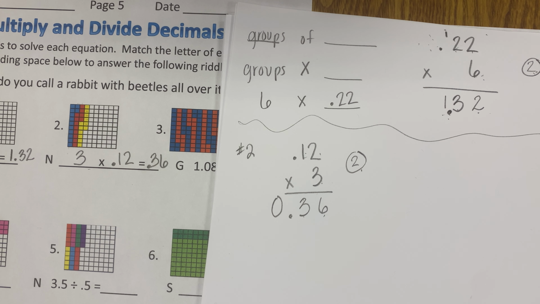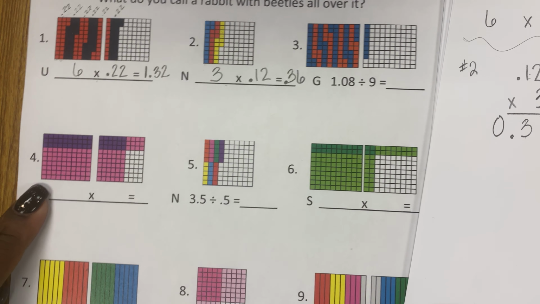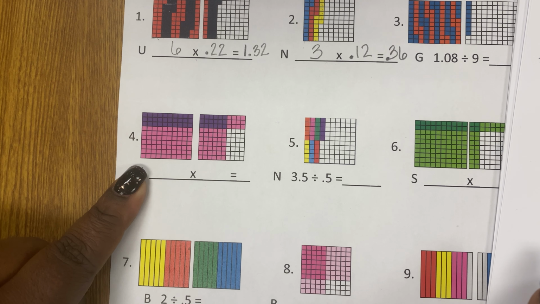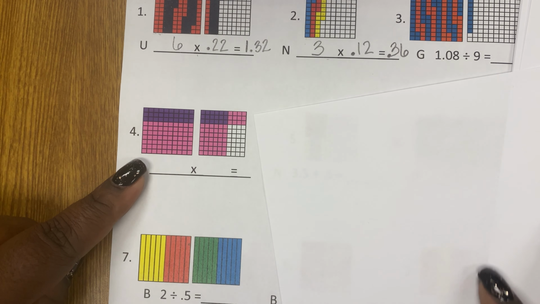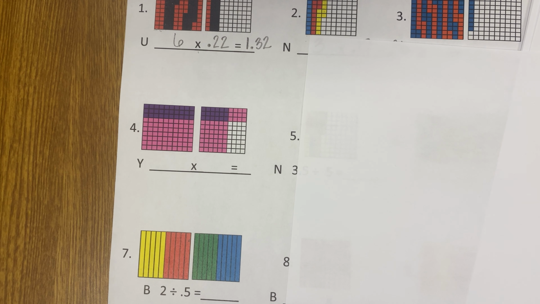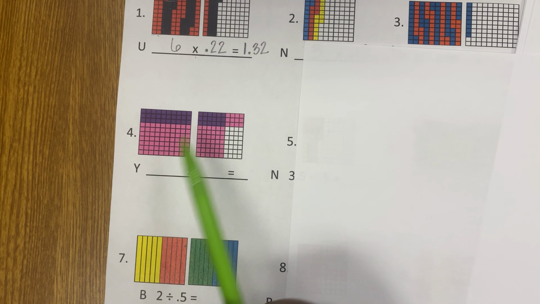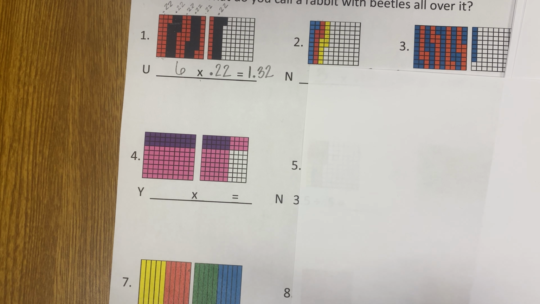Let's go on to number 4. So we're going to look at number 4 here. And for number 4, it is also multiplication. I know this is also multiplication because there are 2 different colors. What do I mean by that? Another way to show multiplication is to do the array method.